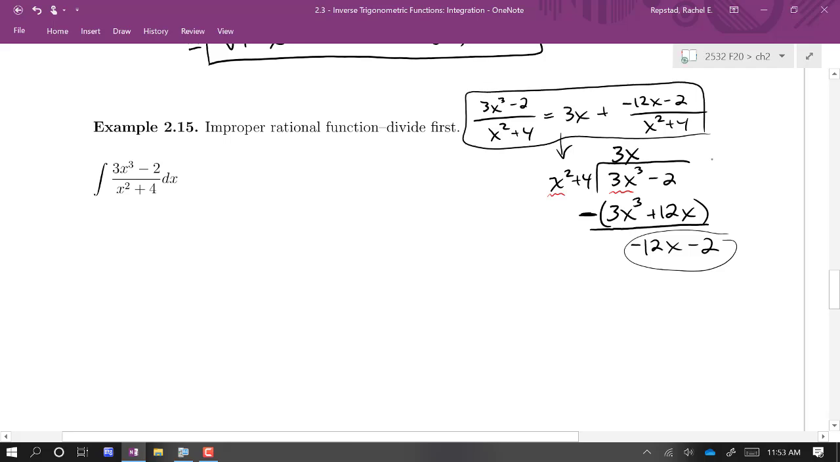Now what we're going to do is split up this integral. We're going to split it up over this addition right here, but also we're going to split up this fraction over that subtraction there. So what we end up with is the integral of 3x dx, and then minus the integral of 12x over x squared plus 4 dx, and then minus the integral of 2 over x squared plus 4 dx.